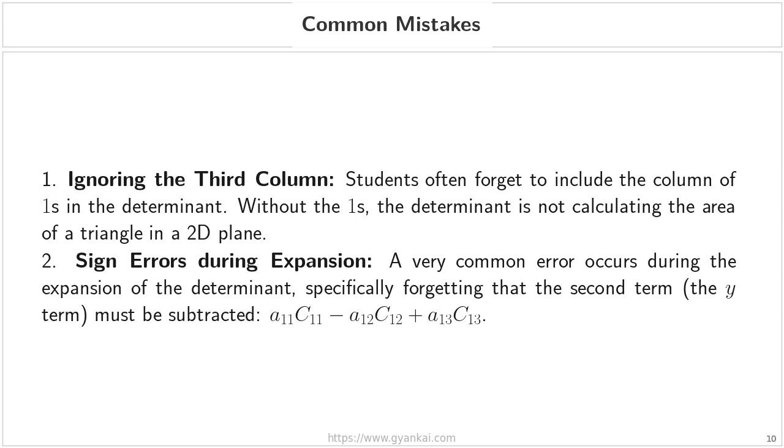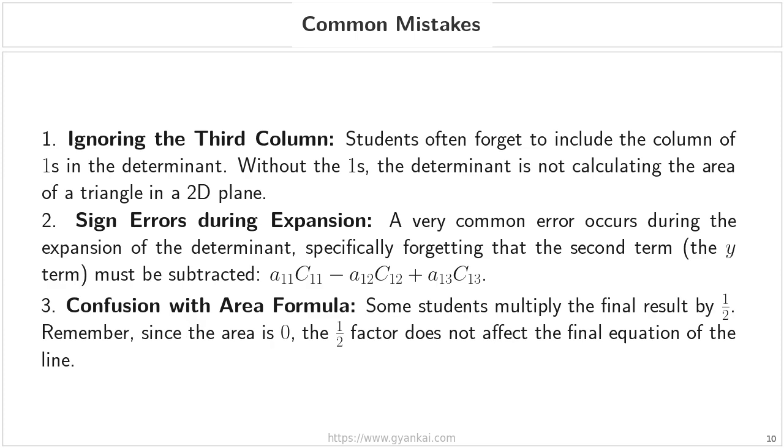Second, be extremely careful with your signs during the expansion process. As we saw in our step-by-step derivation, when you expand along the first row, the middle term, the term containing y, must be subtracted. Remember the pattern. A sub 1 1 times the cofactor minus a sub 1 2 times the cofactor plus a sub 1 3 times the cofactor. If you forget to flip the sign on that second term, your entire linear equation will be incorrect.